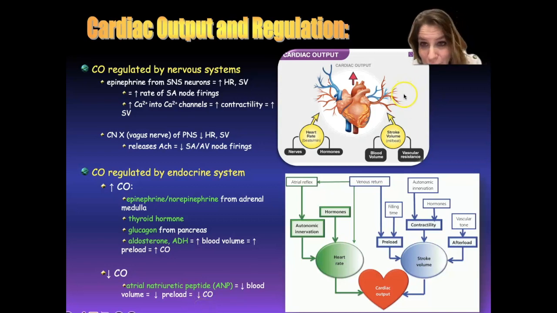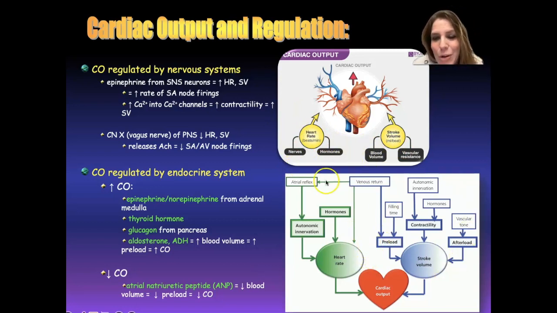So these charts over here give you a nice little summary of everything we've been talking about. So in terms of cardiac output, affected by heart rate and stroke volume, right? Cardiac output is heart rate times stroke volume. Heart rate can be affected by nerves and by hormones. Stroke volume by resistance, vascular resistance, and blood volume. But related to that, nerves and hormones.